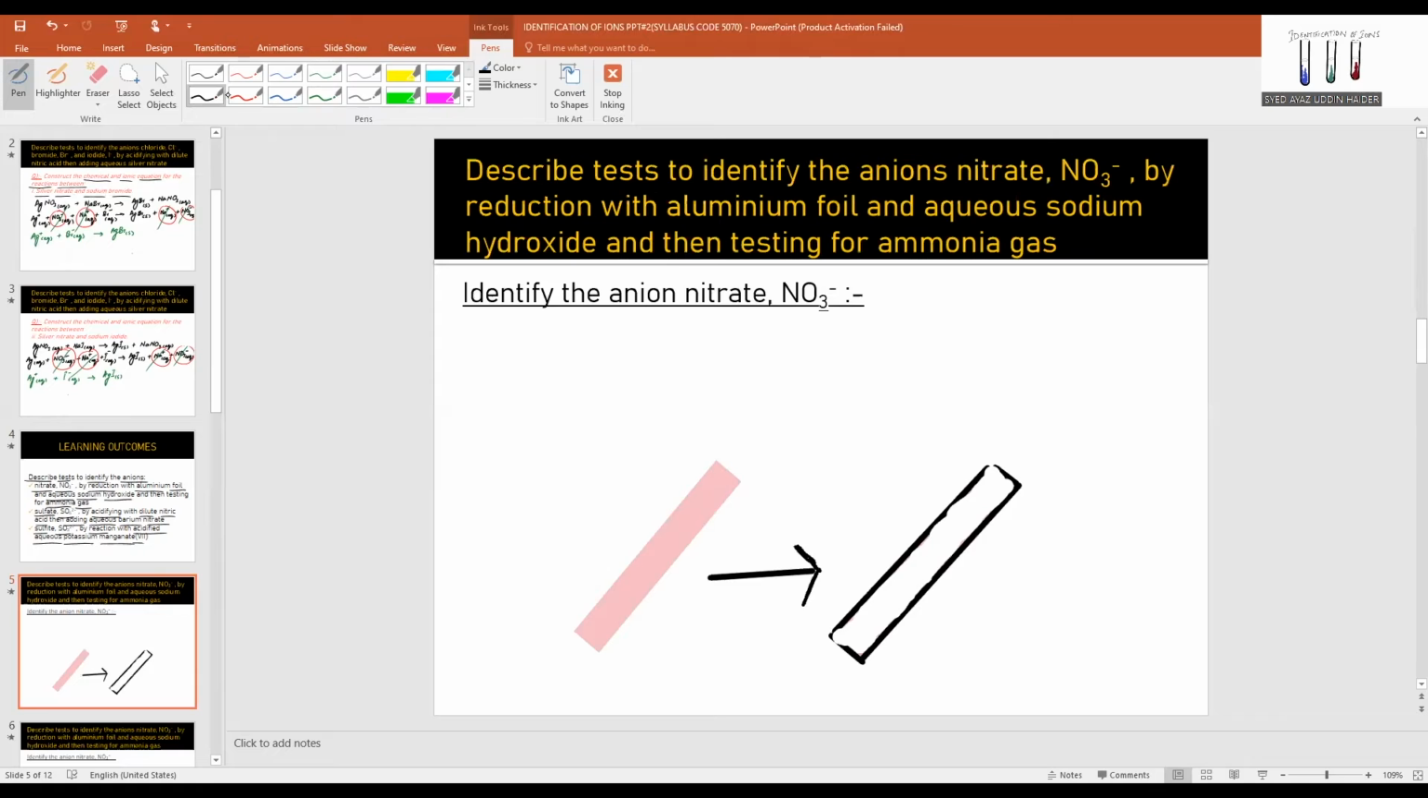For NO3 minus ion, we will add dilute sodium hydroxide and a little aluminum powder. Sample solution plus dilute sodium hydroxide plus aluminum. You can even write foil or powder.